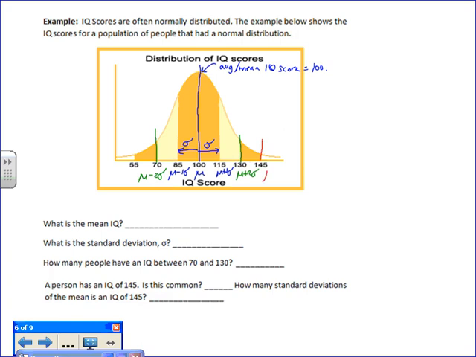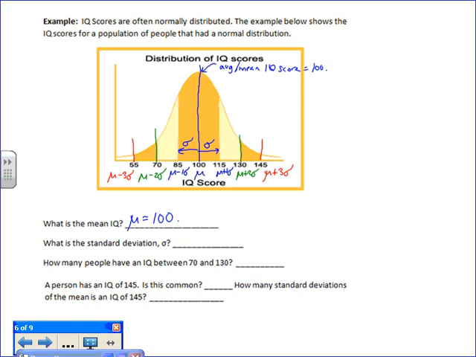And that one represents the mean plus 3 standard deviations. And 55 here represents the mean minus 3 standard deviations. Okay, so let's answer some questions. What is the mean IQ? Well, the mean IQ is the one that's right in the center, and it's equal to 100. So the mean is 100.